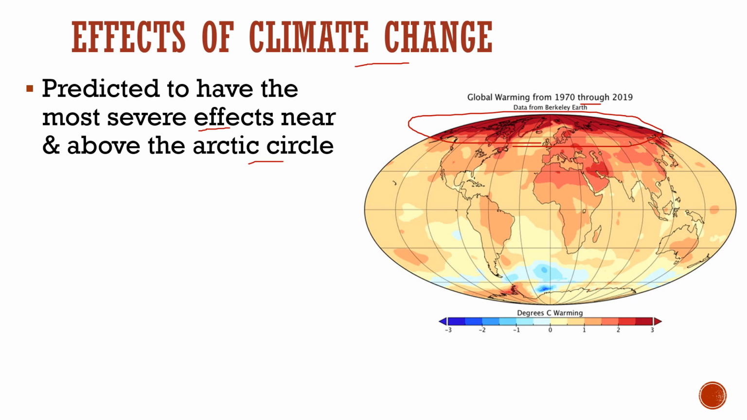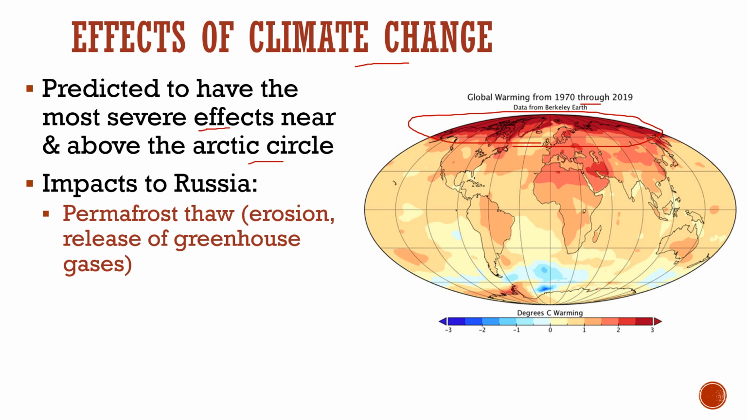So we think about the glaciers melting, which increases sea level and leads to more severe storms. The impacts particular to Russia: that permafrost that we just mentioned is part of the tundra, where it has frost all year round. That is starting to thaw and become less permanent. As it thaws, that causes erosion of the land, and it also releases more greenhouse gases that then further raise the temperature. So it's kind of this ongoing cycle that leads to higher and higher temperatures.